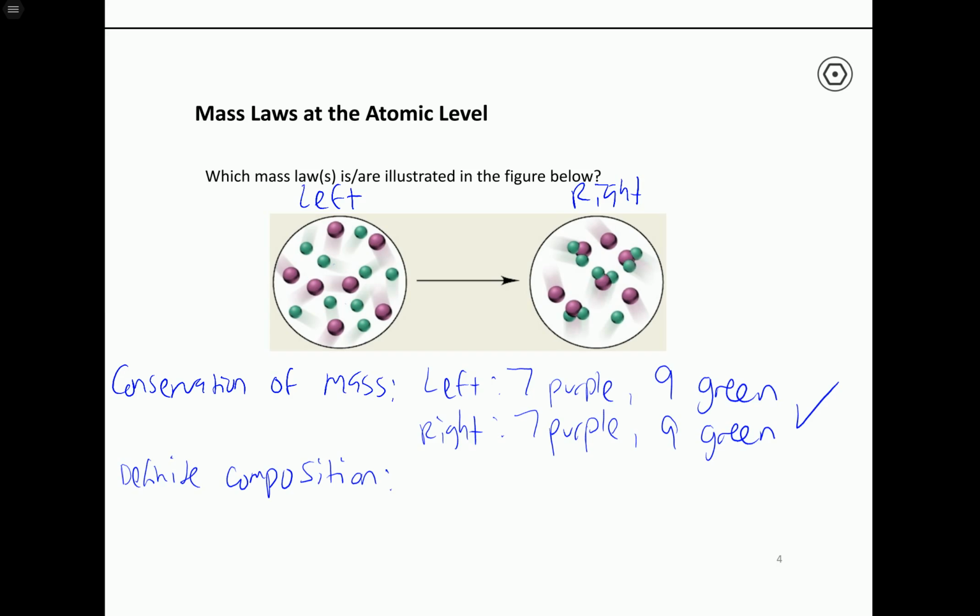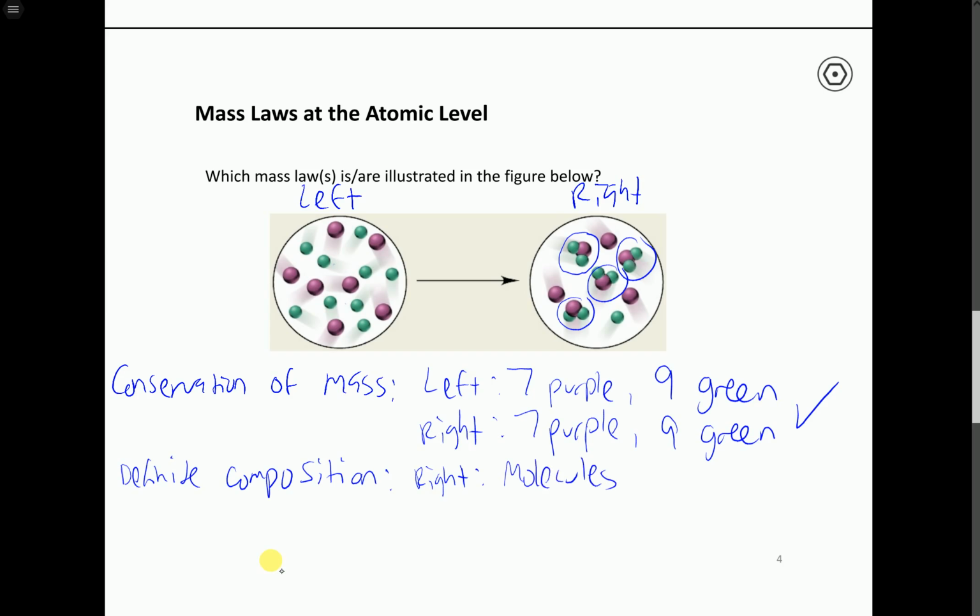So if we look at the right side of our picture here, we have our molecules that are formed. Those are the ones that have 2 different kinds of atoms in them. The molecules all have 1 purple and 2 green. Okay, so every single molecule that's formed from the purple and green elements combining has the same composition, 1 purple to 2 green. So the law of definite composition is upheld.